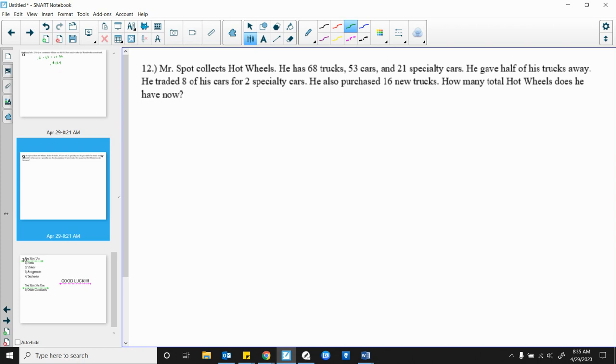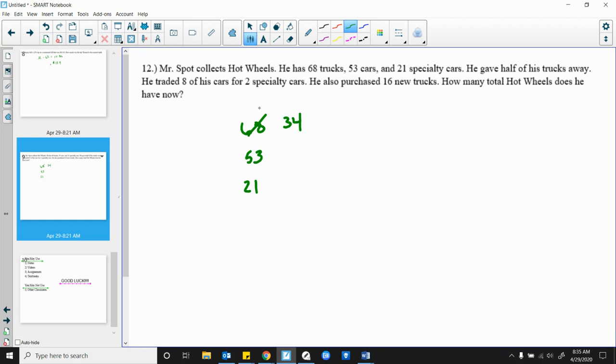All right, so Mr. Spot collects Hot Wheel cars. He has 68 trucks, 53 cars, and 21 specialty cars. He gave half of his trucks away. All right, so let's first go here and write. I have 68 trucks, 53 cars, 21 specialty cars. If I gave half of my trucks away, that means now I'm down to 34 trucks. Okay, so we're there.